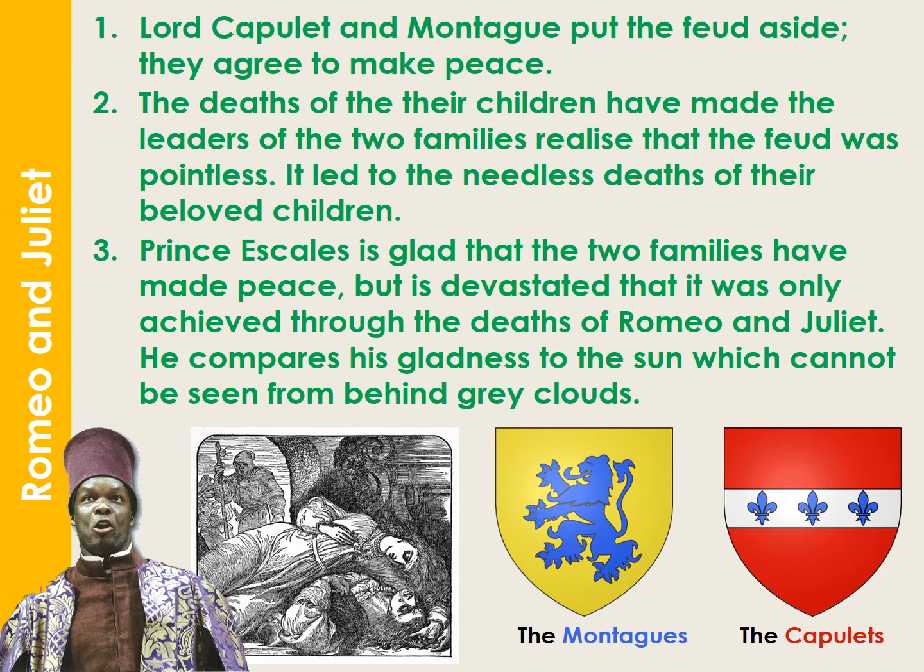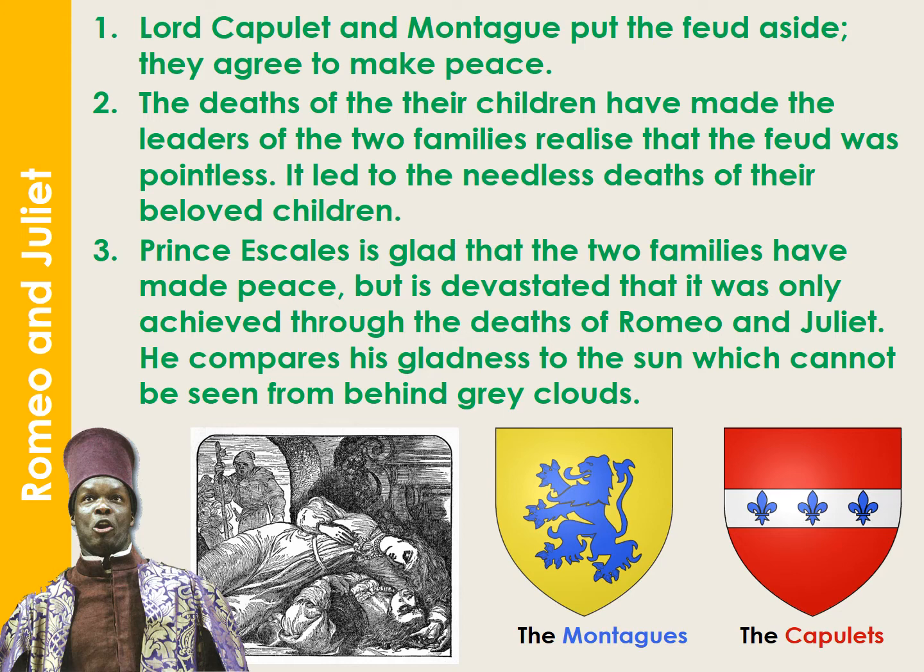Okay, so hopefully you got some of these ideas written down as your answers. Lord Capulet and Montague put the feud to one side and agreed to make peace. The deaths of their children have made the leaders of the two families realise that the feud was pointless. It's led to the needless deaths of their beloved children. And he says, doesn't he, they've paid the price of their enmity, their animosity towards each other.